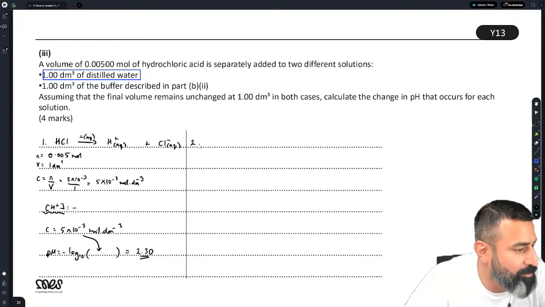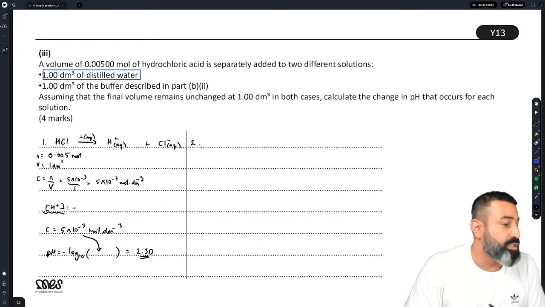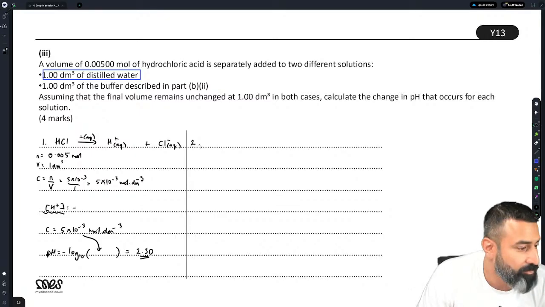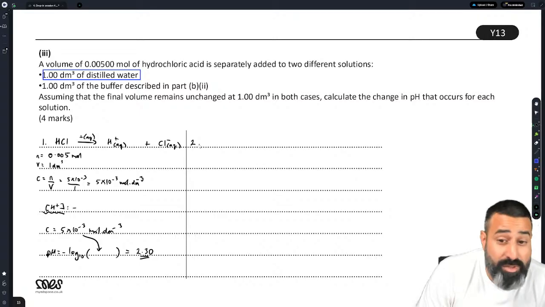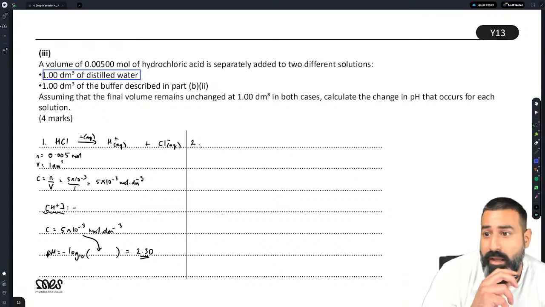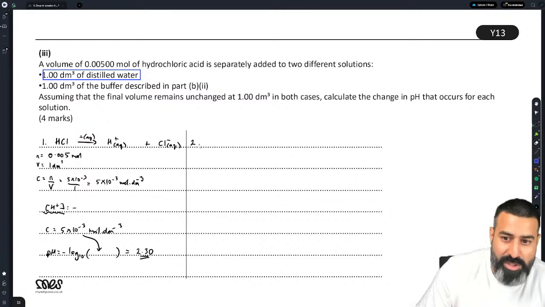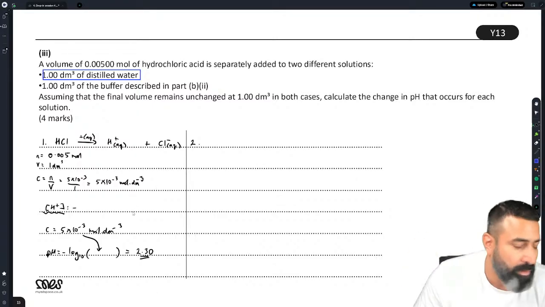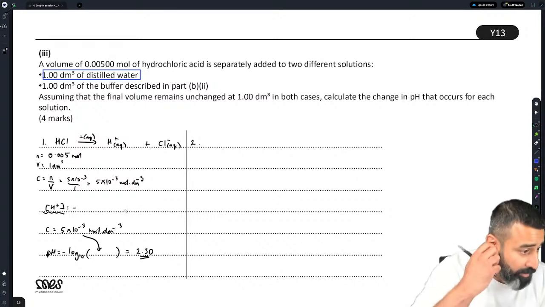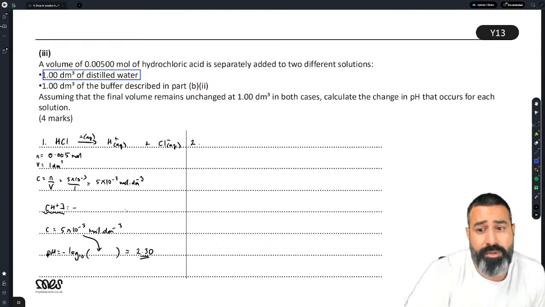Right, where do we go next? We always quote pH to 2 decimal places. So now let's work out the pH change in the other one. We're adding the same number of moles of HCl, but we're adding it to 1 decimeter cubed of the buffer solution. We know what the pH was originally of the buffer solution, not a problem. How do we do this one?